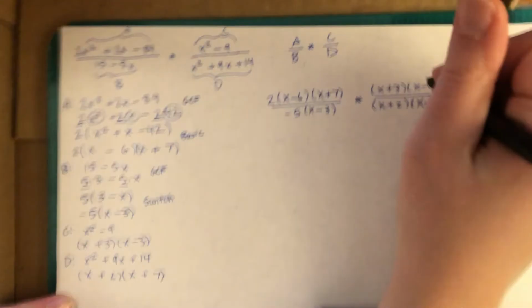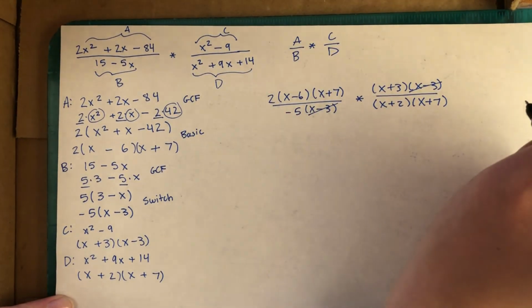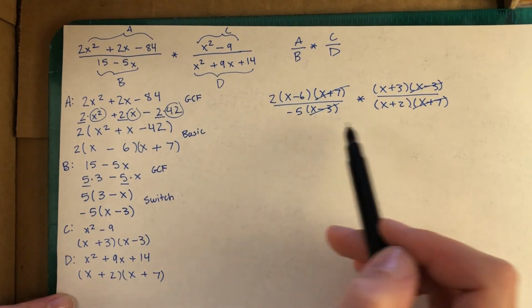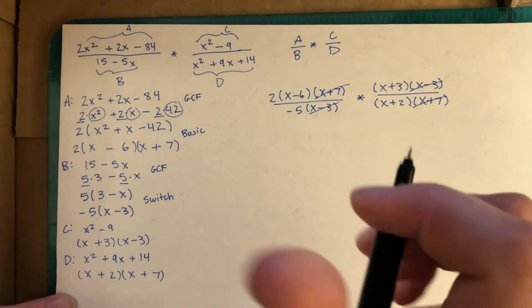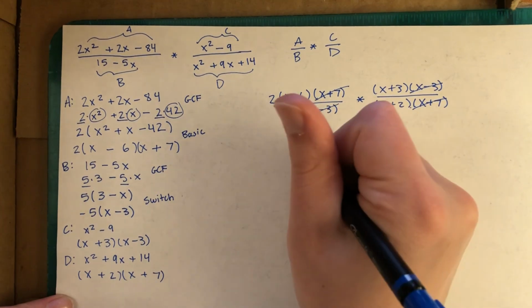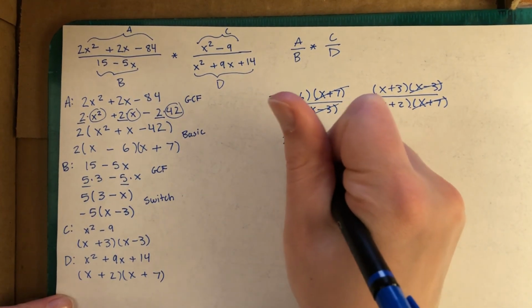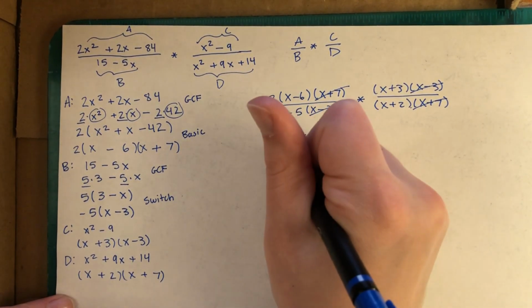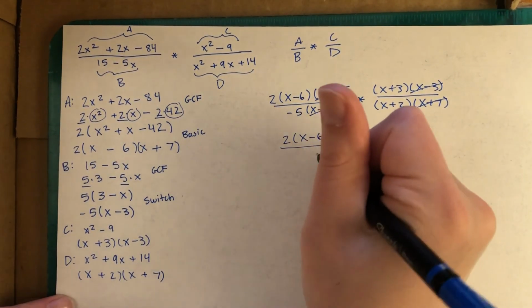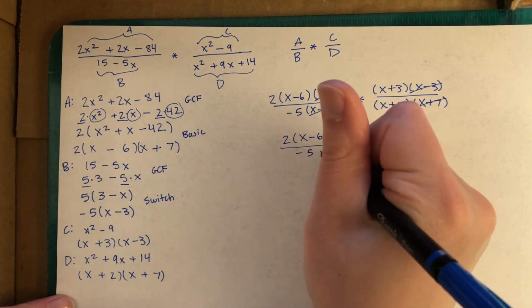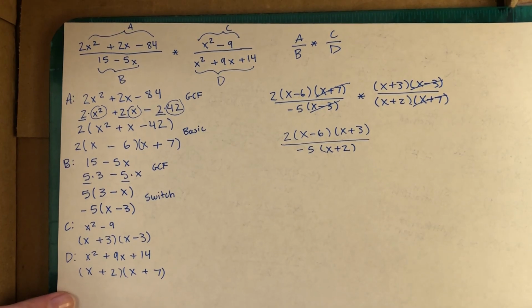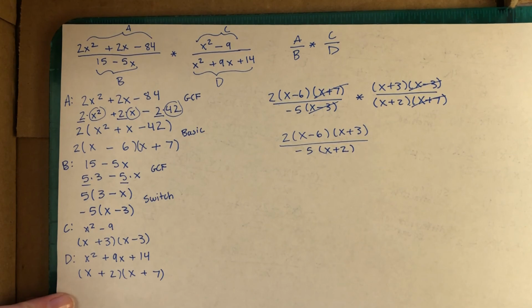Now I'm going to look for matches. X minus 3 can cancel. X plus 7 can cancel. Looking through this, there's nothing else that jumps out at me that can cancel. So I'll have 2 times x minus 6 times x plus 3, over negative 5 times x plus 2. We can stop here, or we could keep going.